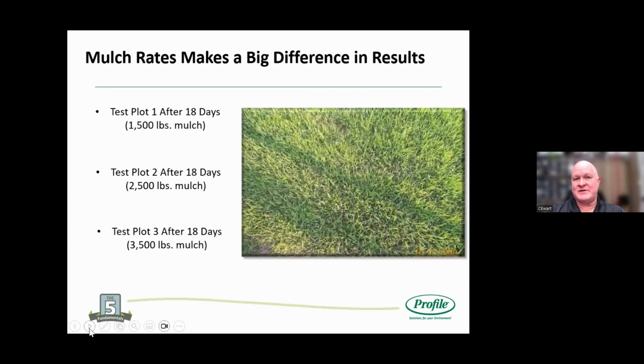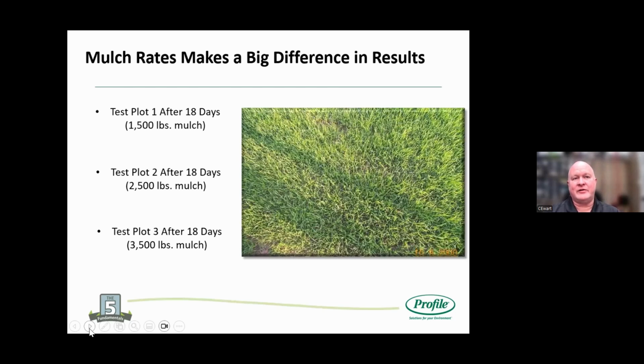And then this is right beside it with 3,500 pounds of mulch. You've got a much better establishment of vegetation. So people say, well, what difference does the mulch make? The difference it makes is the amount of moisture it retains in the soil and keeping that moisture at that seed level and providing a better environment for germination and establishment of the plants.